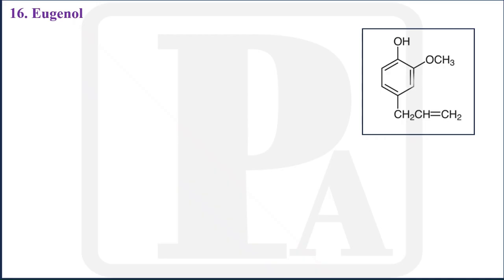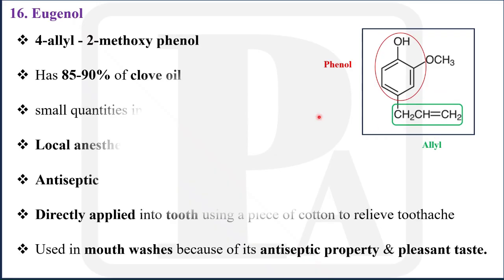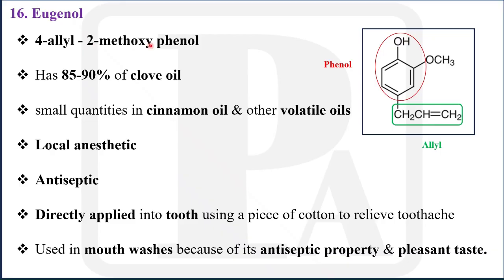So next one is eugenol. Look at the structure of eugenol. We have the parent as phenol. We have a phenol, in second position methoxy, fourth position we have an allyl group. That's why it is called 4-allyl 2-methoxyphenol. It is having 85 to 90% of clove oil. It is also present in small quantities in cinnamon oil and also in other volatile oils, used as a local anesthetic, antiseptic. It is directly applied into the tooth with the help of a piece of cotton for relieving toothache. It is used in mouth washes because it is having antiseptic property and also having pleasant taste.